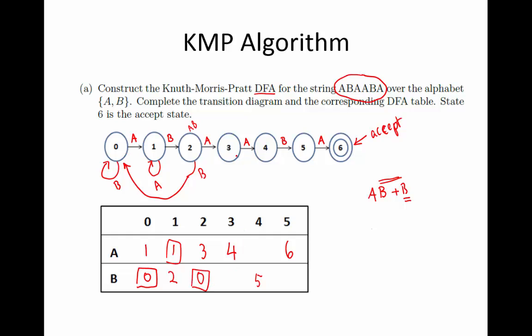Now let's think about this case here. If you're in state 3, this means that you have seen ABA, and now you see another B. So the question is, what's going to happen? So we think about the longest suffix, which is also a prefix. In this case, it's AB. This means that if you see a B, you can go back to the state where AB is recognized, which is state 2. So you can return here.